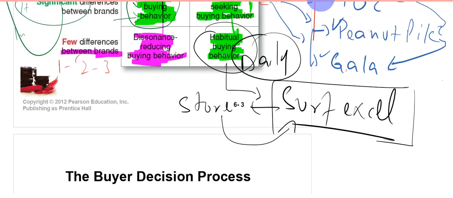So the consumer is purchasing Surf Excel again and again. This is not because he is loyal to the brand or because he is satisfied with the brand. This is just because he has become habitual of purchasing this product and he is purchasing it out of his habit. And in this case, when he goes to the store, he finds that the product is available on the shelf or on the location where he normally goes to pick the product.